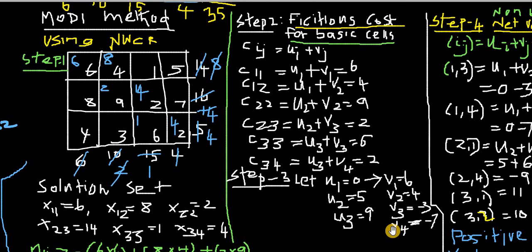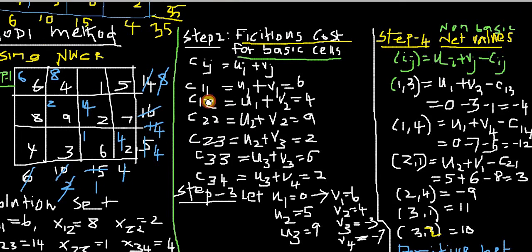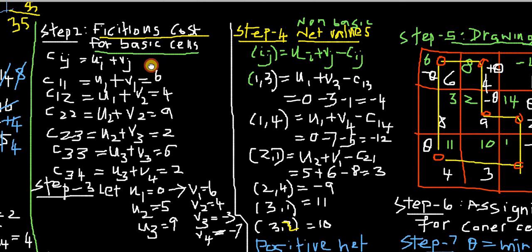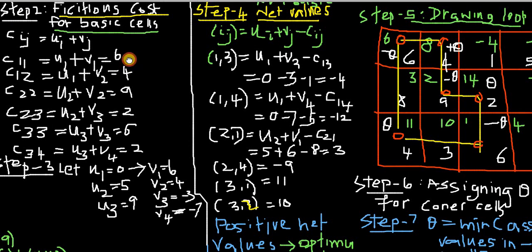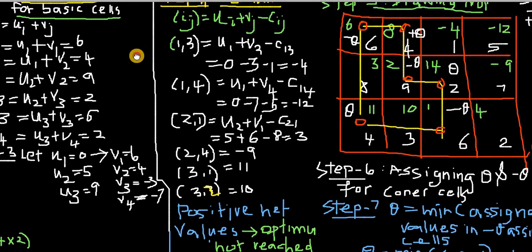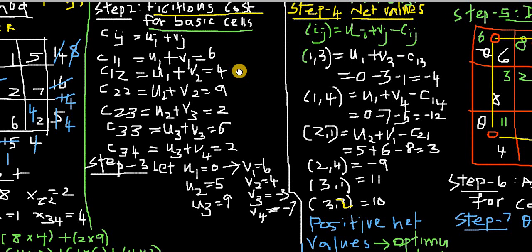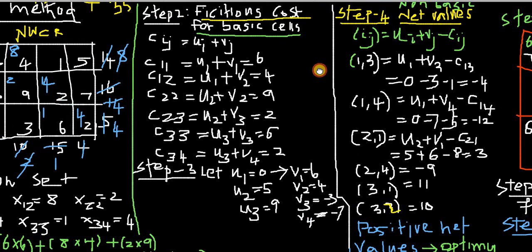Okay. Now, by Modi's method, the next step is that we have to calculate net values for non-basic cells. Net values for non-basic cells we have to calculate here. Okay, so in this particular case, the table is needed for us here.